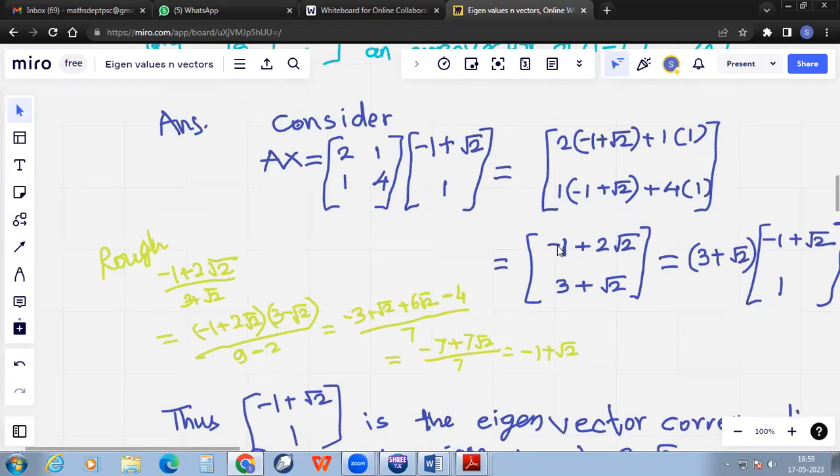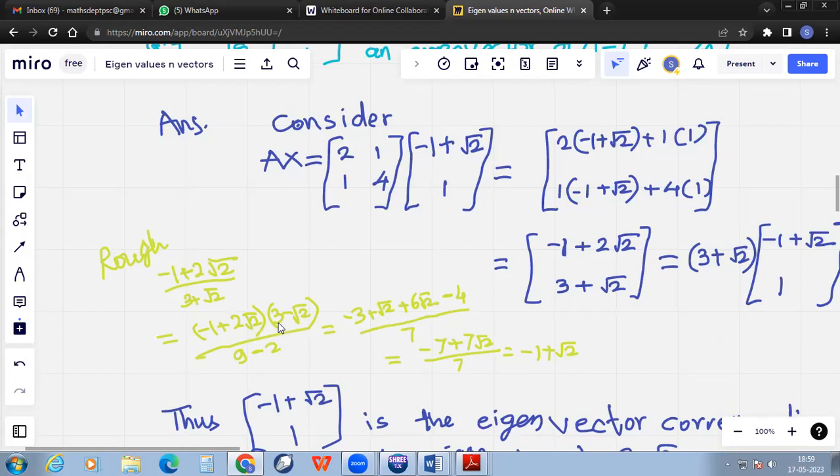You can see here it was minus 1 plus 2 root 2. To that I divided by 3 plus root 2. I have to rationalize the denominator. So I multiplied by the rationalizing factor 3 minus root 2 in the numerator as well as in the denominator. In the denominator I have to use the rule a plus b into a minus b, that is a square minus b square. 3 square is 9, root 2 square is 2. So ultimately I got 7, that is written over here. And I multiplied these two brackets: minus 1 into 3, then minus 1 into minus root 2 making it plus root 2.